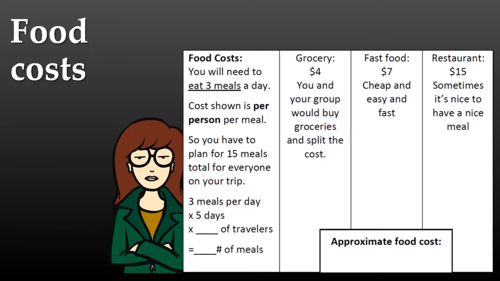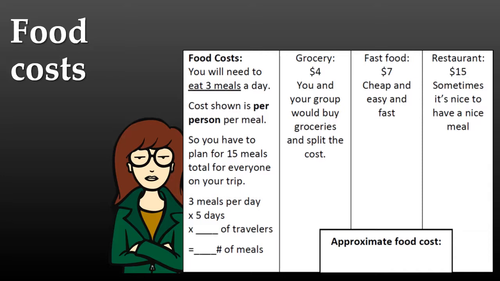Food cost. Everybody needs 3 meals a day. So cost is shown per person per meal. So you have to plan for 15 meals total for everyone in your trip: 3 meals per day times 5 days. So you have how many travelers? If you have 2 travelers, it is 3 times 5 times 2, and that would equal 30 meals.